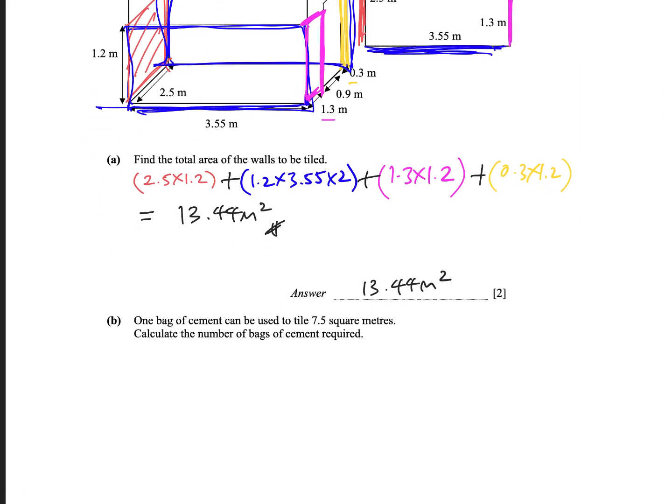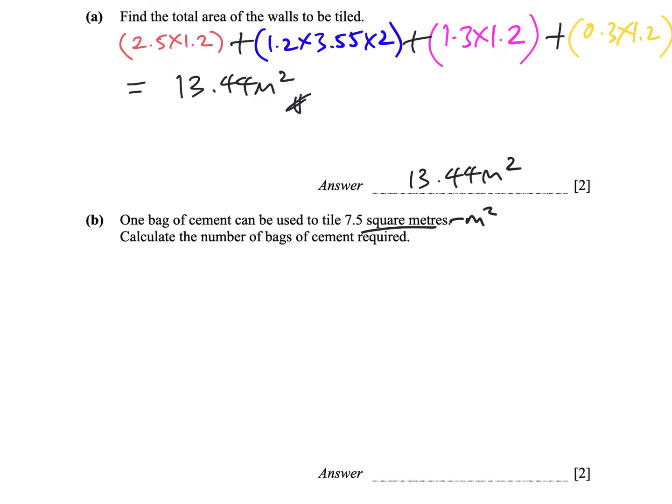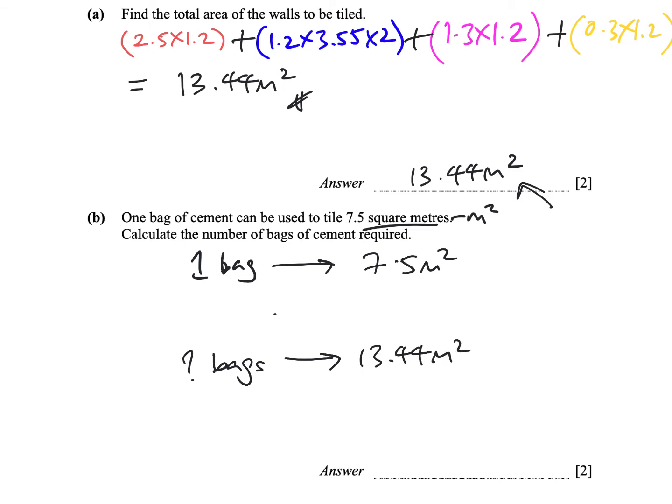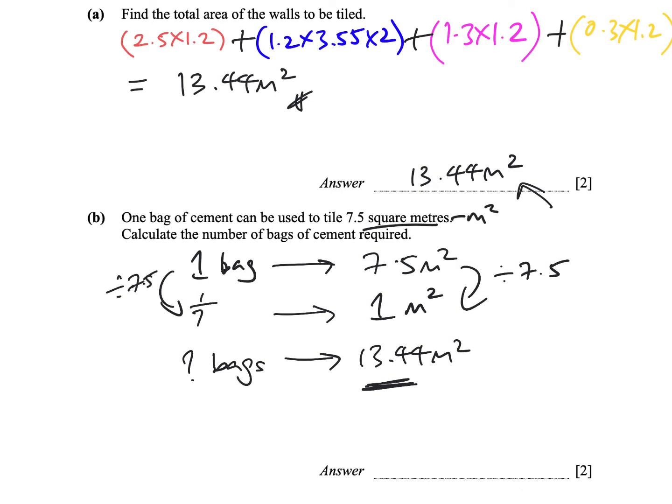Part B says one bag of cement can be used to tile 7.5 square meters. Square meters really is, think of it, meter square. It says calculate the number of bags of cement required. One bag can basically tile 7.5 square meters, but I want to know the number of bags for how many? I calculated over here that the total area is 13.44 meters square. So once again, it's like a ratio. We want to find 13.44, but from 7.5, how do I get there? Let's find 1 meter square first. We divide by 7.5 to get 1, so on this side, we also divide by 7.5.